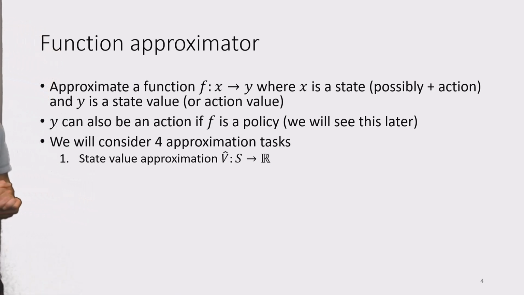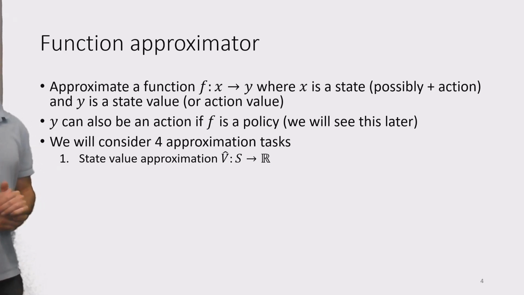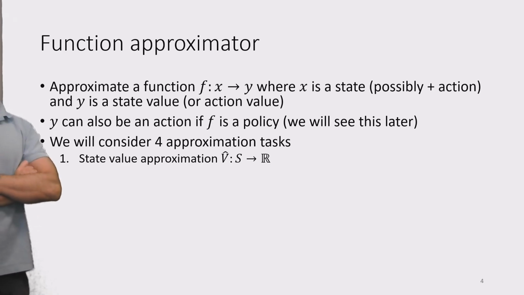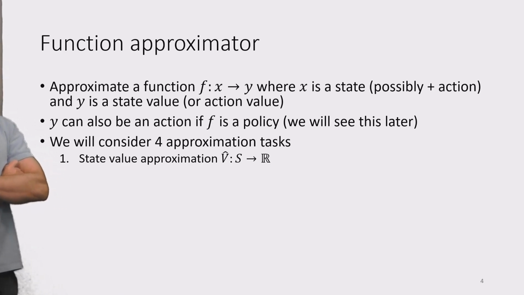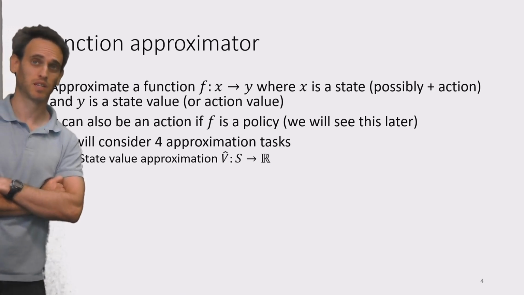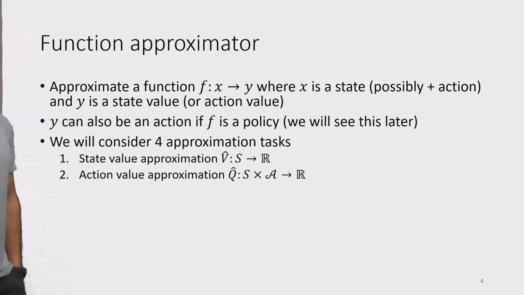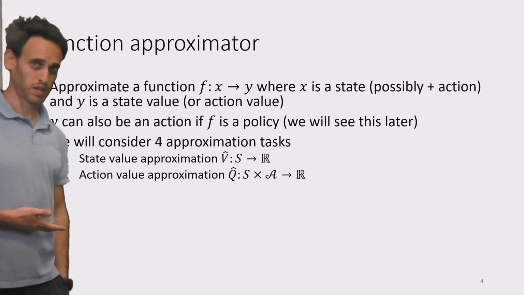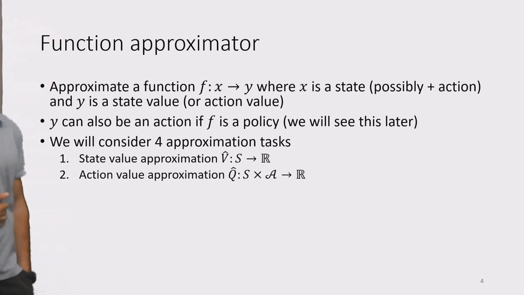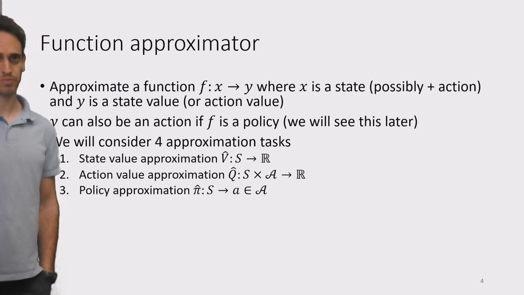So in general, we will consider 4 different approximation tasks throughout this course. We might do state value approximation. We call it V hat, where V hat is our deep neural network mapping states to values, right? A specific state value for each one of these states. We'll see action value approximation. This is the Q network, a Q approximation, mapping state and action pairs into Q values, right? Also a real value number.